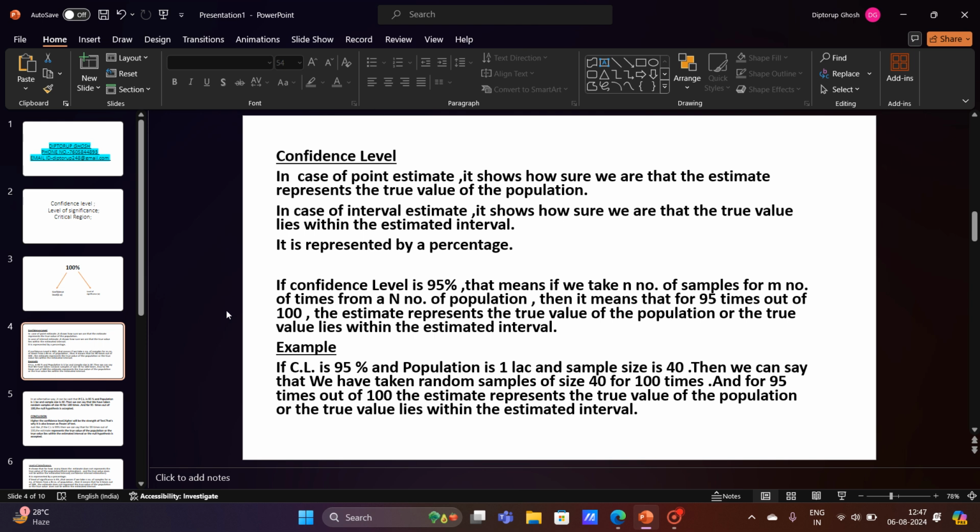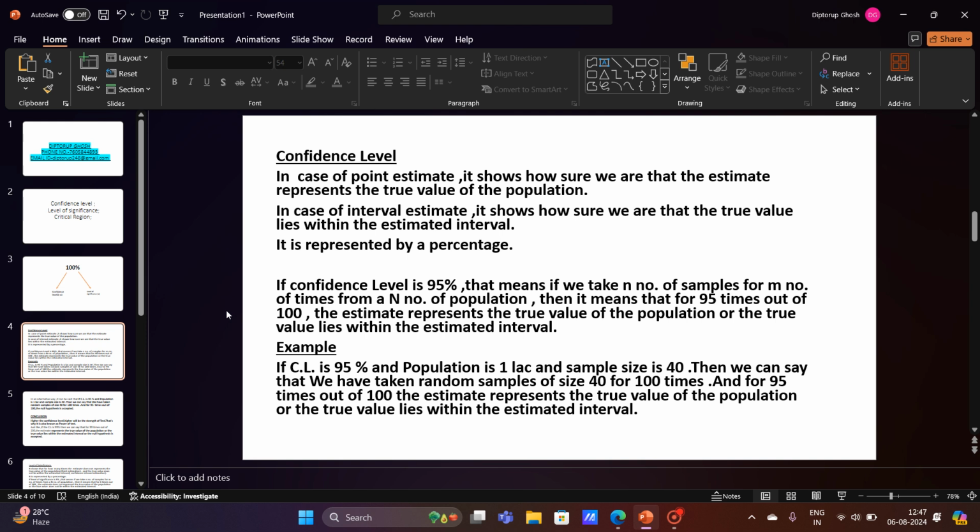In case of a point estimate, it shows how sure we are that the estimate represents the true value of the population. We have a point estimate, and how sure we are that the point estimate that we have obtained from the sample is actually representing the true nature or true value of the population. That is the confidence level.